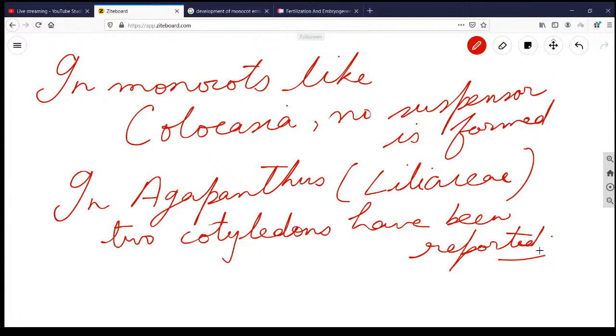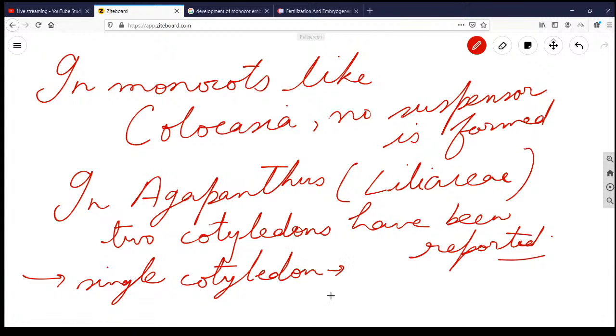Okay, now the terminal cell undergoes a number of divisions, I told you, in various planes and forms the single cotyledon. The single cotyledon is also known as the scutellum. In some cases the single cotyledon is also known as scutellum. Remember that also.